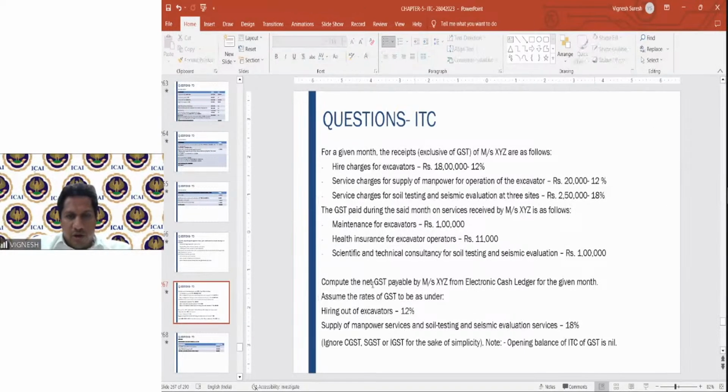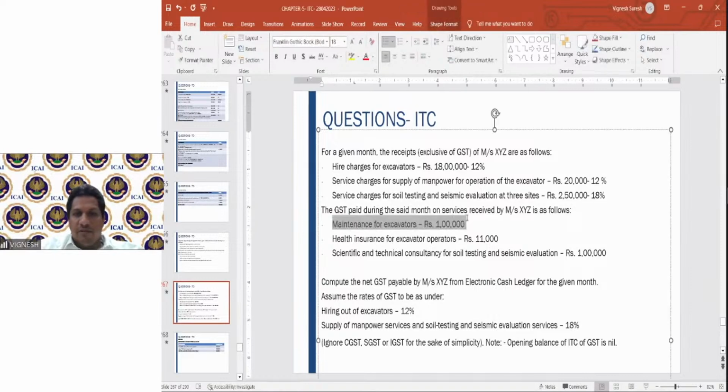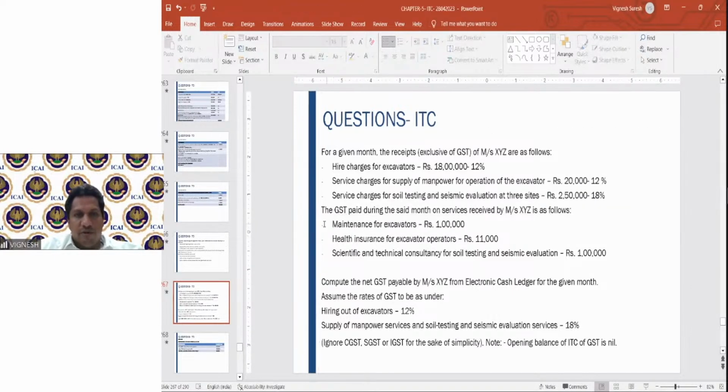Fine. So this is your gross GST liability. I hope you understood how to work out the gross GST liability. After we come to the gross GST liability, we will work out the ITC credit which is available. So GST paid on the said amount. Maintenance for excavators 1 lakh. Straight away you can claim, there is no reason for disallowing.